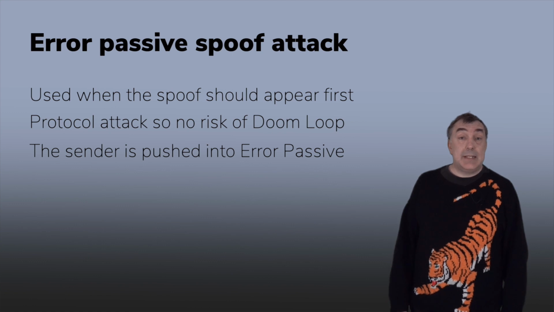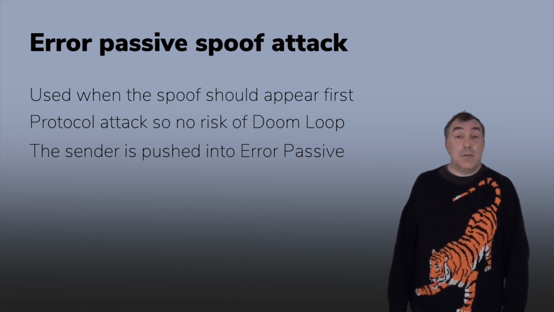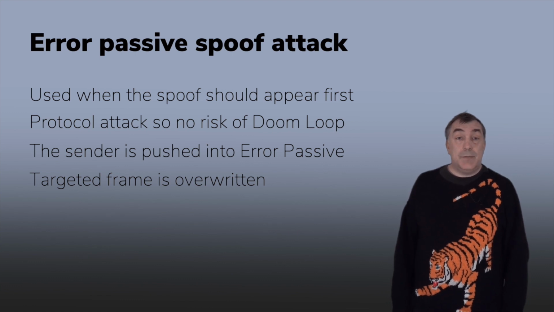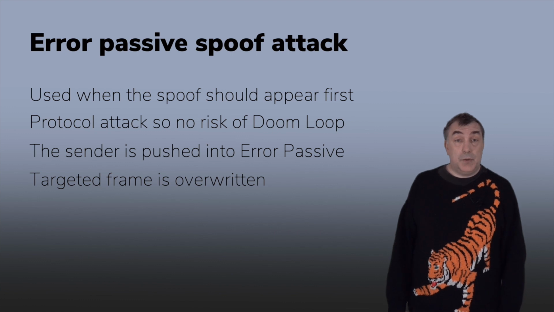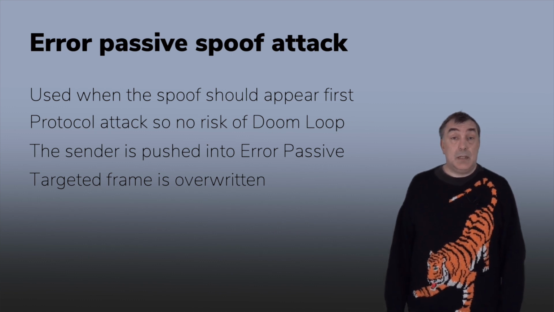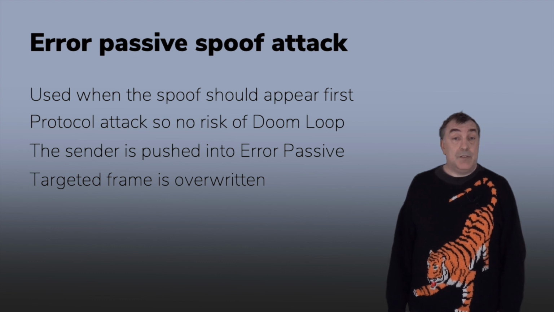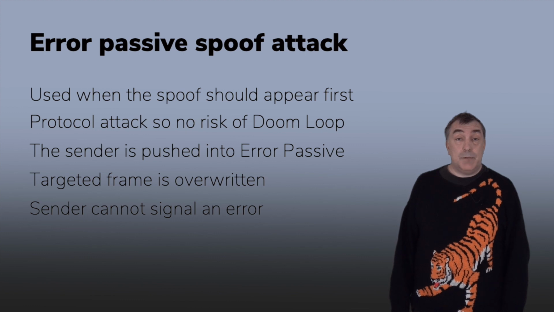When the software sees the frame ID, it starts overwriting the rest of the real frame with the rest of the spoof frame. Receivers see the spoof frame at exactly the same time as the real frame, but with the spoofed contents. The sender cannot signal an error and stop that frame because it's in error passive mode. Let's go back to the lab and see the error passive spoof attack carried out for real.